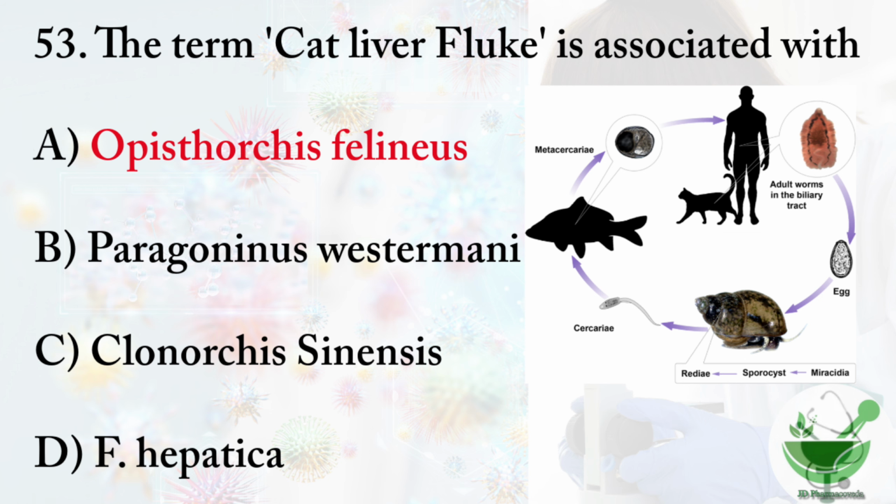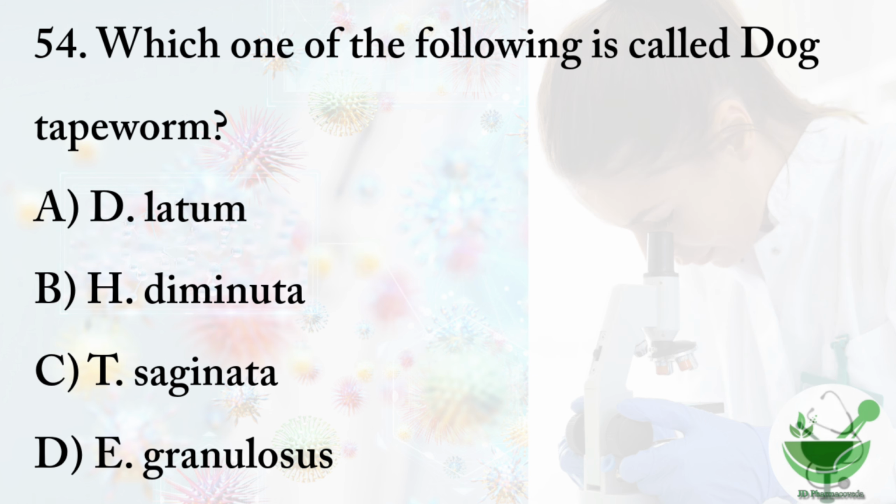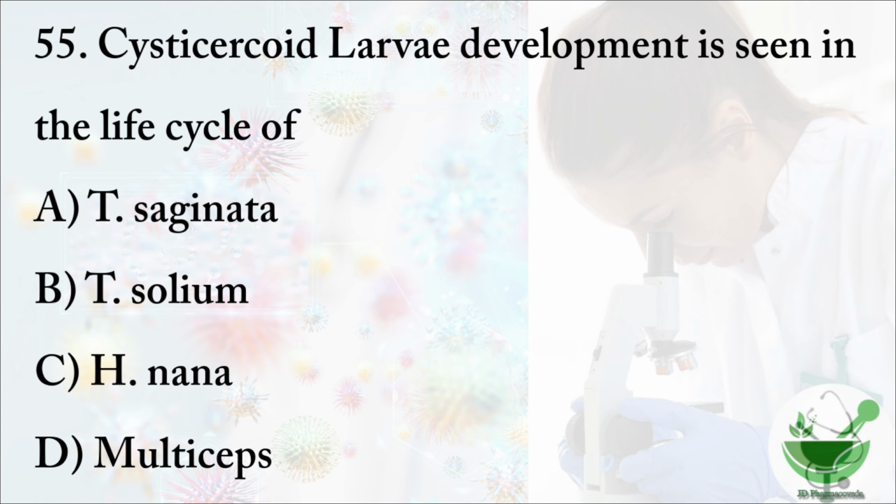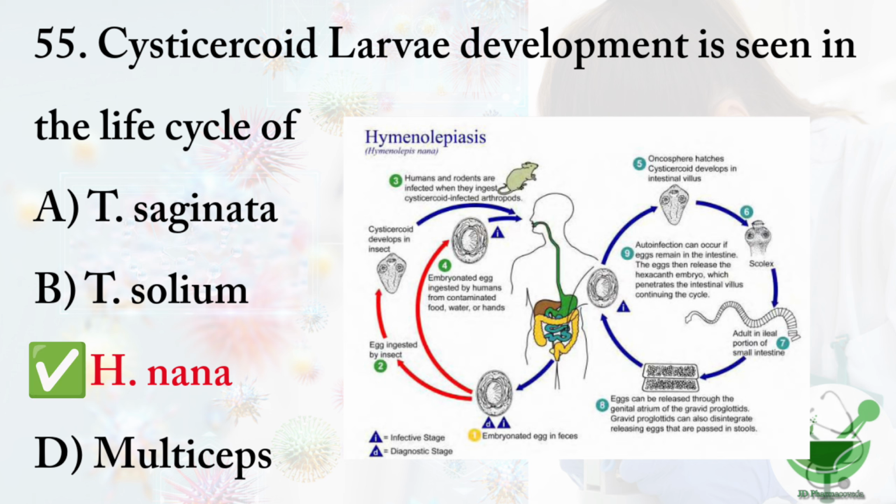Then question number 54, which one of the following is called dog tapeworm? The options are option A, D. latum, option B, H. diminuta, option C, T. saginata, option D, E. granulosus. So the right option is option D, E. granulosus. Then question number 55, cysticercoid larvae development is seen in the life cycle of option A, T. saginata, option B, T. solium, option C, H. nana, option D, Taenia multiceps. So the right option is option C, H. nana.